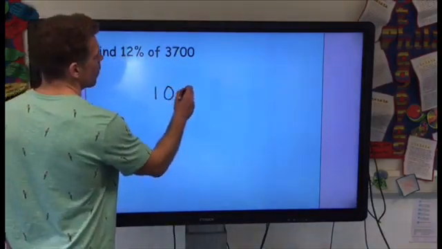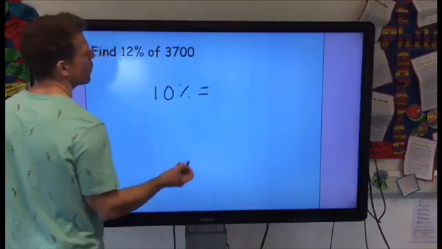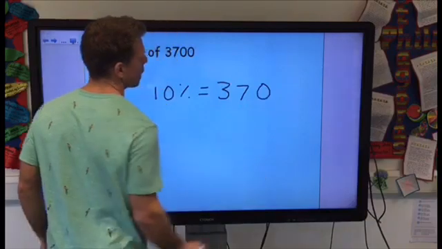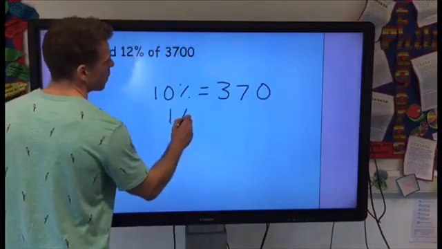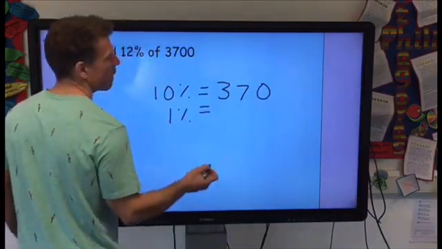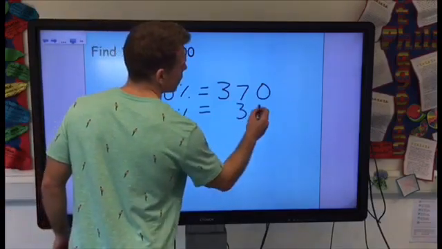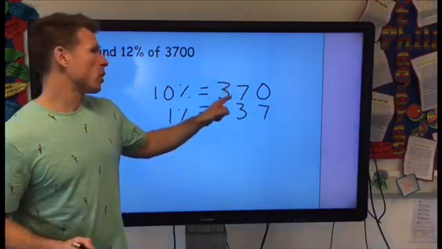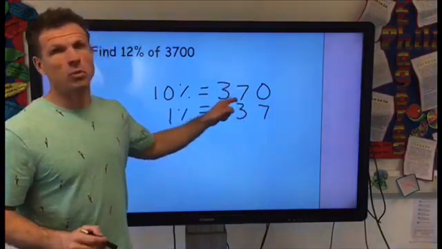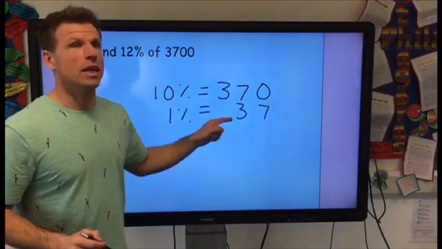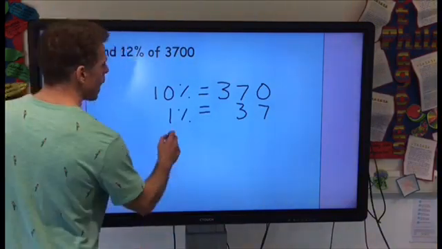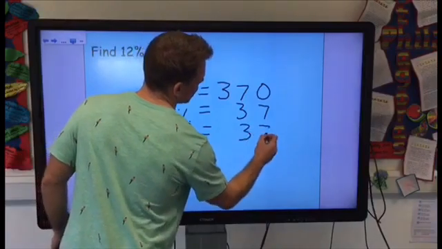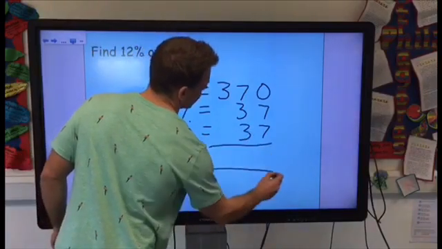So to find 10%, you divide by 10, which you should have worked out is 370. I'm now going to find 1%. So you divide it by 100, which makes 37. What's important here is you can see that I've lined up my columns correctly. If you don't line up your columns correctly, then you won't get the question right at the end, and you'll see why in a little bit. And I'm going to find another 1%, which again is 37, and I'm going to add it all together.